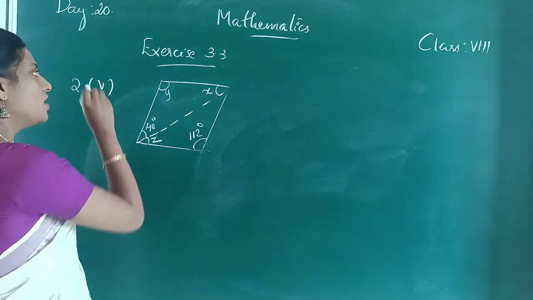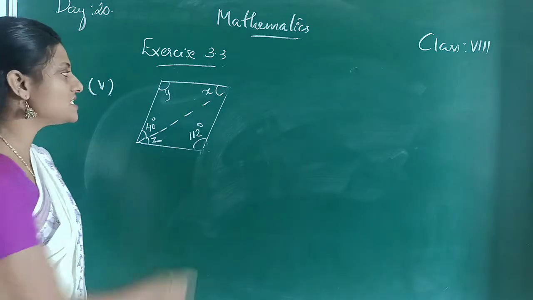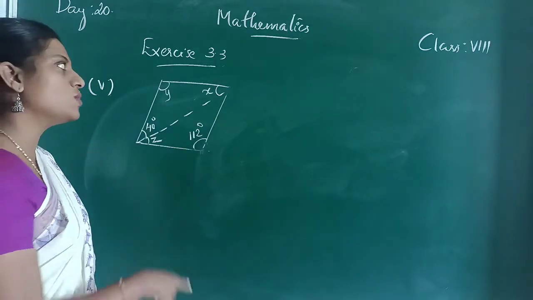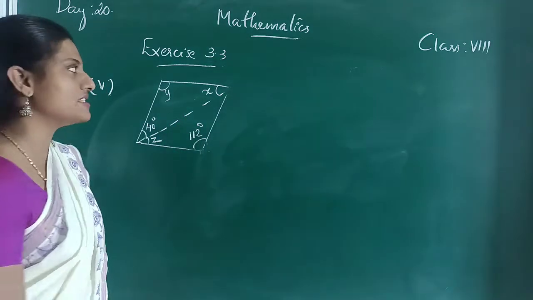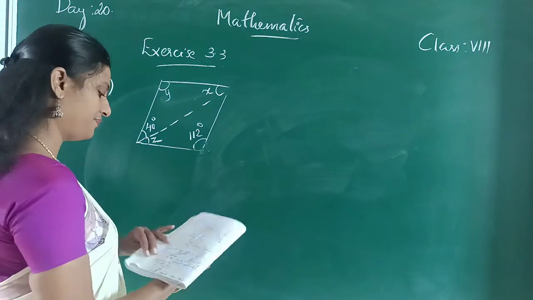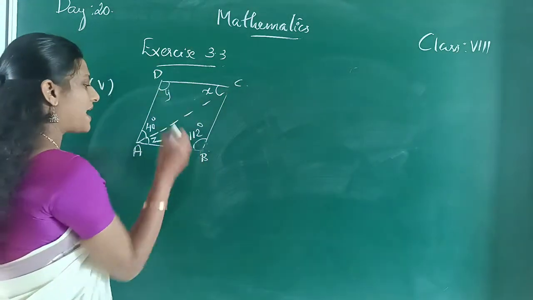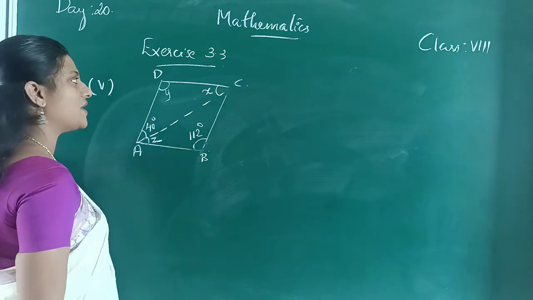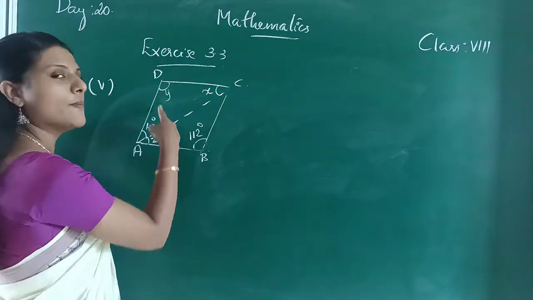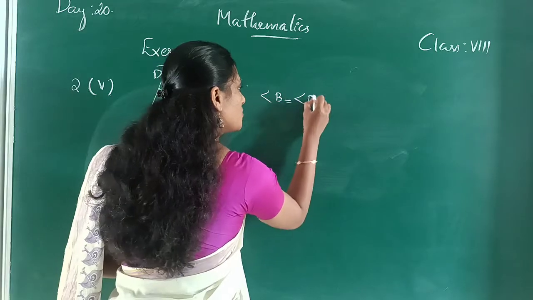Second section, fifth question. You have to find x, y and z. So this is a parallelogram and the angles are given. So you should remember which are the properties based on the angles. Opposite angles are equal. So let this be A, B, C, D. Okay, if angle B is equal to 112 degree, then what is angle D? It's also 112 degree. What is the reason? Opposite angles are equal. So angle B is equal to angle D.